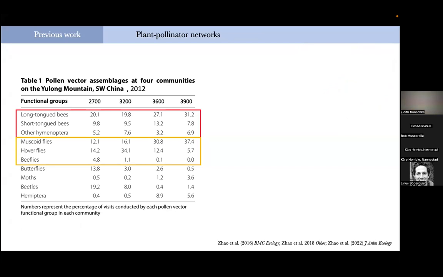So in the red, you can see the bees. He categorized it differently: long and short-tongued bees and bumblebees and other Hymenopteras, and then different genera of flies. And I've just put it into summaries across the different categories. And what you can see is that, yes, bumblebees are actually an important contributor to pollination networks across the entire elevation range.